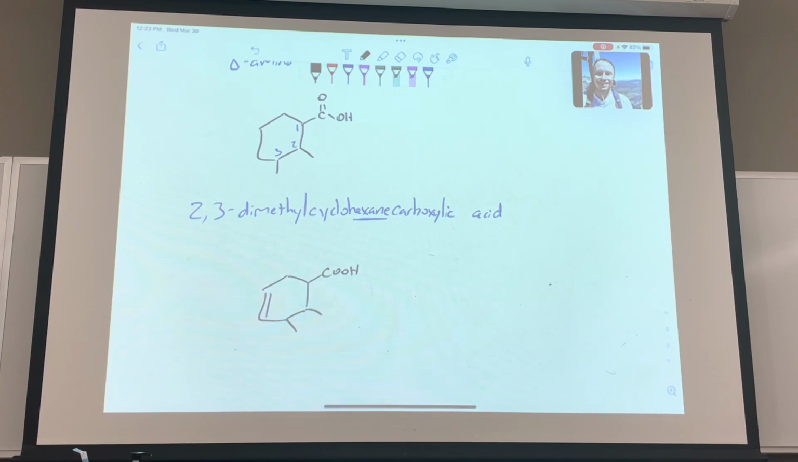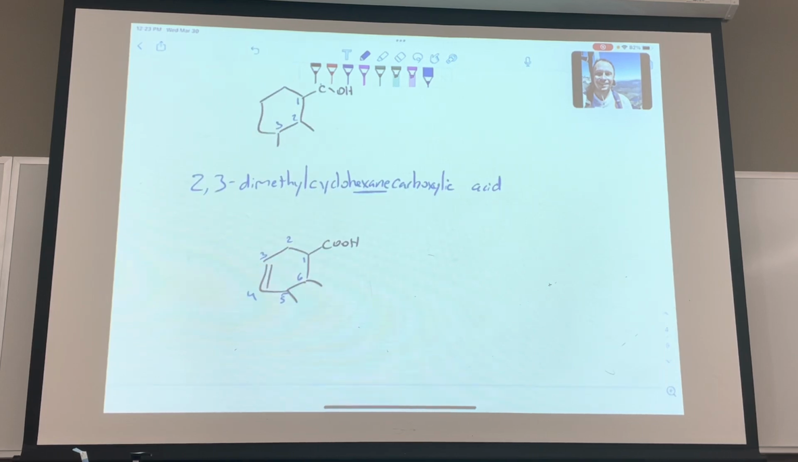Yeah, in that case, we would number it 1, 2, 3, 4, 5, and 6, because the double bond is part of the parent name. Because it's appearing kind of in the suffix, you know? So that's the distinction. All right, thank you.